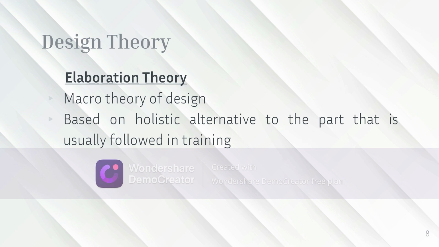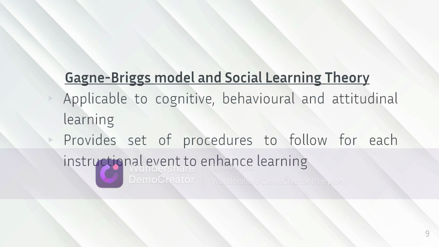The next approach is the Gagne-Briggs model and social learning theory. The Gagne-Briggs model of instructional design is applicable to cognitive, behavioral and attitudinal learning. It provides a set of procedures to follow for each instructional event to enhance learning. The model identifies 9 events of instruction which are tied to social learning theory.